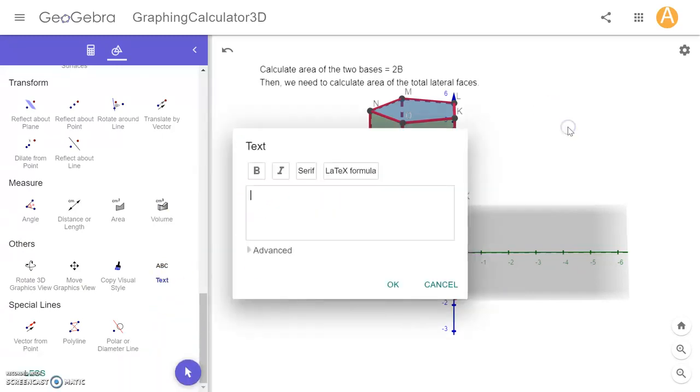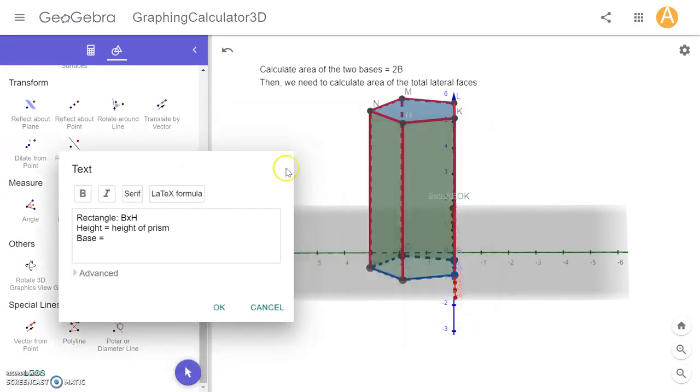That rectangle, well, for a rectangle, we need the length, or the base, and the height. The height is going to equal the height of the prism. But the base, if we look at our figure, the base of this rectangle is this side of my pentagon. The base of this rectangle is this side of the pentagon, and so on. So the base is actually the perimeter of the base.